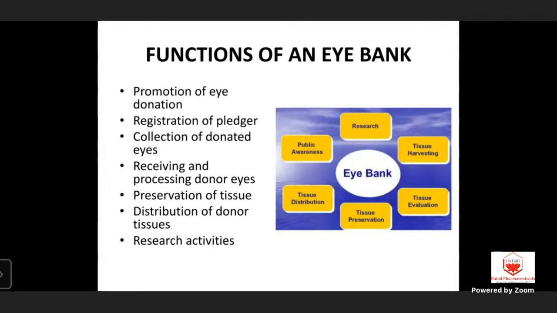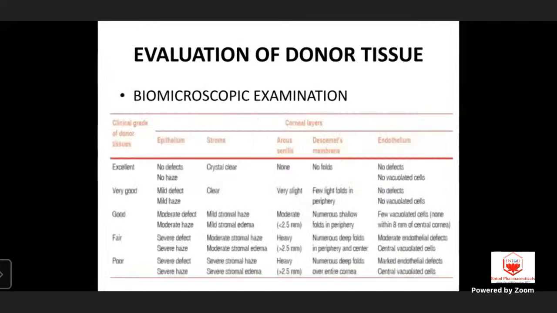Then is registration of the pledger for eye donation. Then they collect the donated eyes from the deceased. Then they receive and process the donor eyes. Then they preserve the tissue for short-term, intermediate, long-term storage, or very long-term storage. Then there's distribution of the donor tissue to the corneal surgeon, and then research activities for improvement of preservation methodology, corneal substitute, and utilization of other components of the eye.